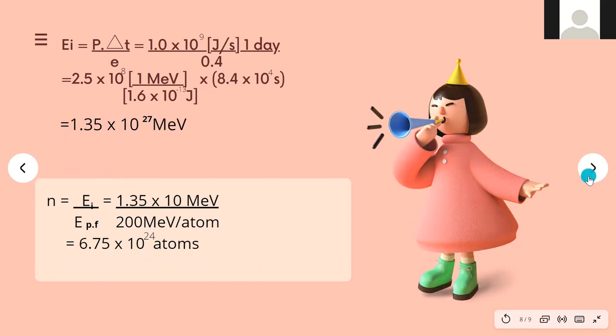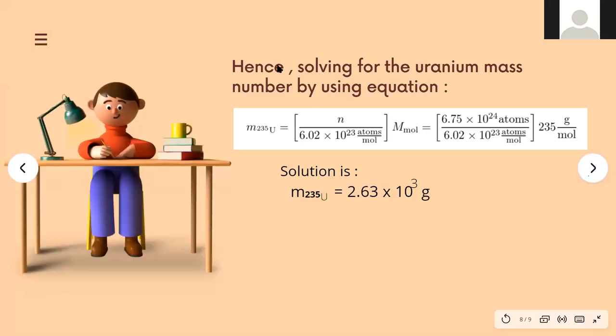Hence, to solve for the uranium mass, this is the solution given. We use the N we found just now and divide it by Avogadro's constant, and in the end we find 2.63 times 10 to the power of 3 grams. So this is the final answer.